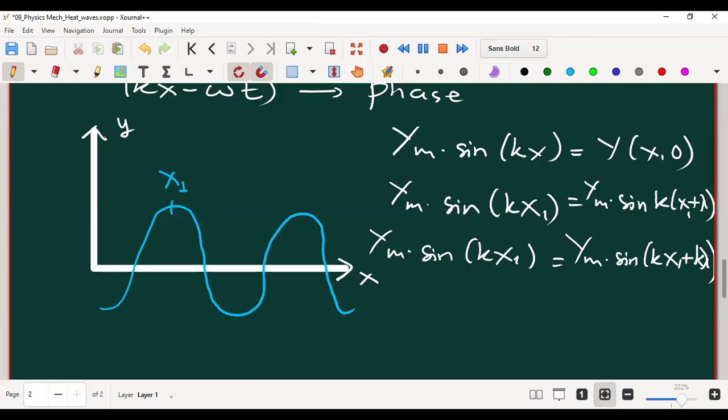And then we get that k is equal to 2 pi divided by lambda. We can say this one is the wave number.